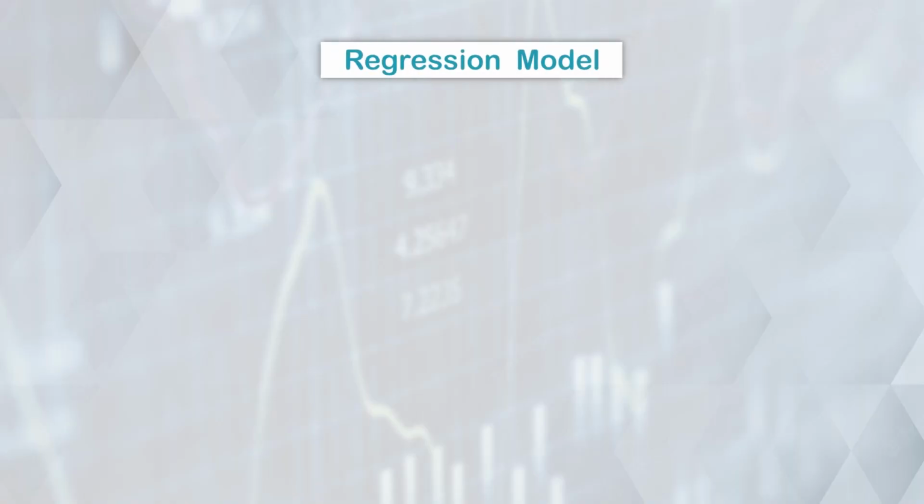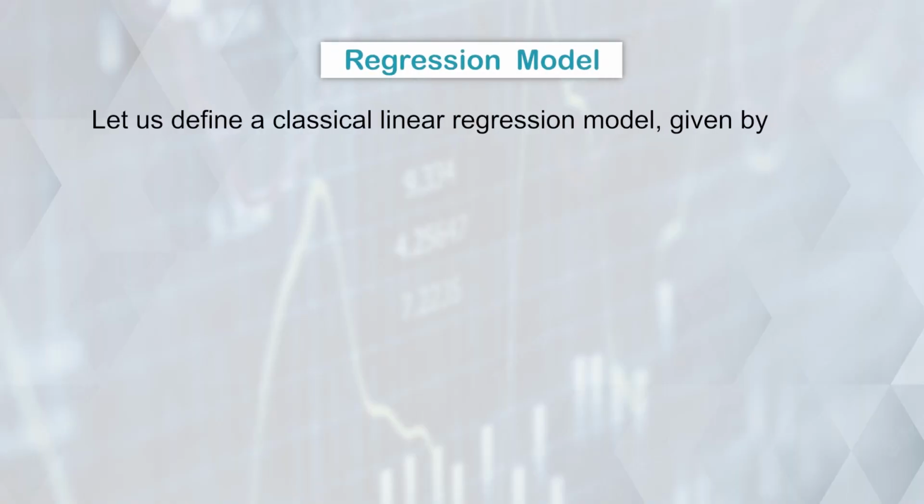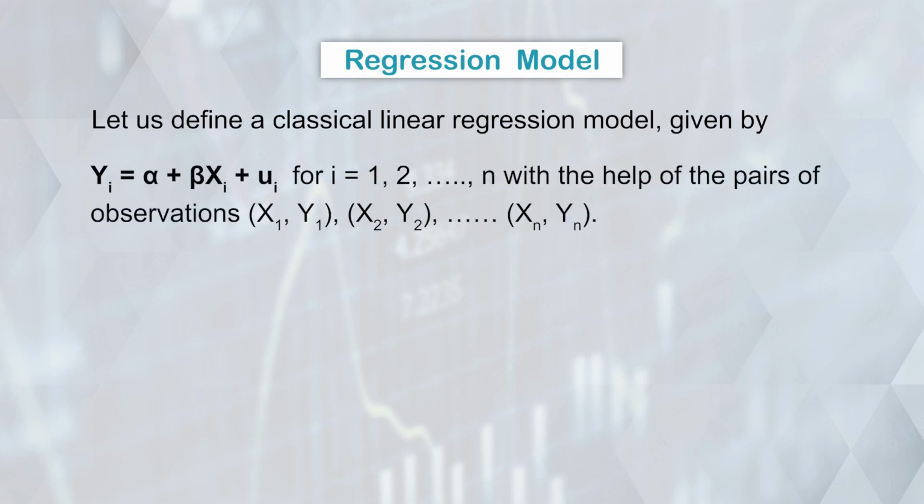So in this context, we go for a regression model. In this regression model, we define a classical linear regression model by saying that yi equals alpha plus beta xi plus ui, where i runs over the observations from 1 to n, and these observations are taken in a coordinate structure of y1, x1, y2, x2, and in this order. This is basically the equation where alpha and beta are unknown parameters and ui is the error term.